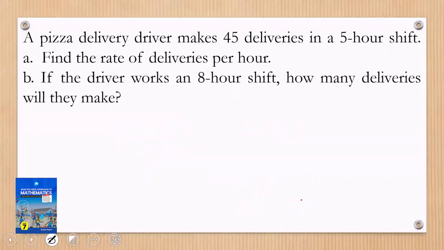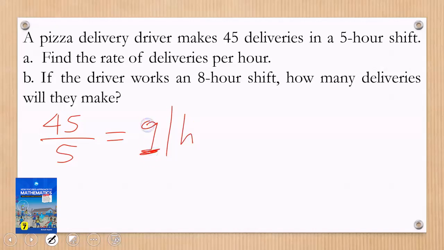Let's take another example. A pizza delivery driver makes 45 deliveries in a 5-hour shift. We want to look at the rate of delivery per hour. So for every 5 hours, he will deliver 45 pizzas. That is the shift, 45. If I want to know how many pizzas he will deliver within an hour, I'll just divide 45 by the 5 hours, which will give me 9 deliveries per hour. So the pizza driver delivers 9 pizzas every 1 hour.